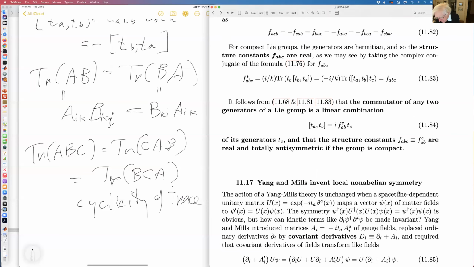So for compact Lie groups, you have structure constants that are totally anti-symmetric, the same for all representations, and real. The structure constants are real. And the commutator of any two generators is a linear combination, an imaginary linear combination, of the Hermitian generators. And the F_ABC are, as I said, totally anti-symmetric for compact Lie groups.